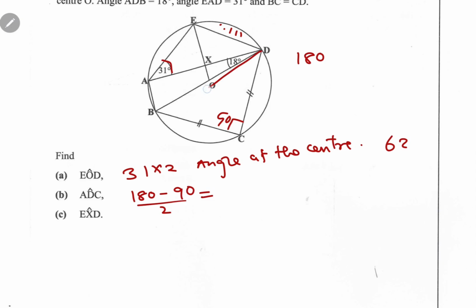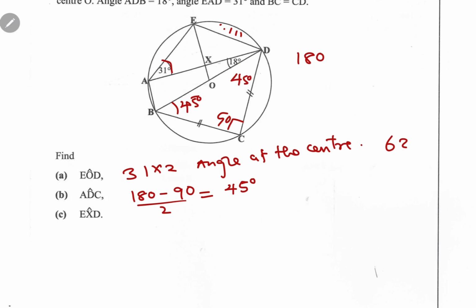180 for the whole of this triangle, then minus 90. These angles are equal, so I'm sharing them, so divide by 2. 180 minus 90 is 90, divided by 2 is 45 degrees. Which means this is 45 degrees and also that is 45 degrees.